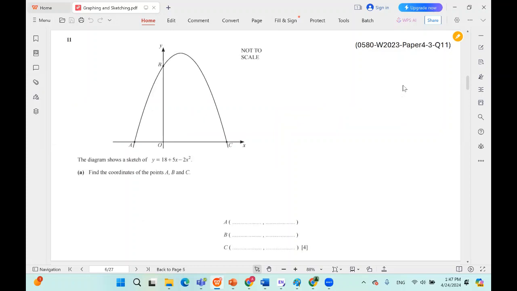The diagram shows a sketch. This now is a quadratic function, not a cubic function. And it's a sketch of y equals 18 plus 5x minus 2x squared. Find the coordinates of a, b, and c.